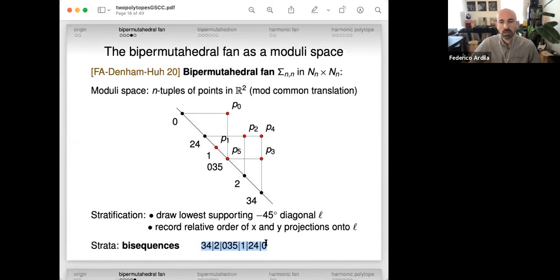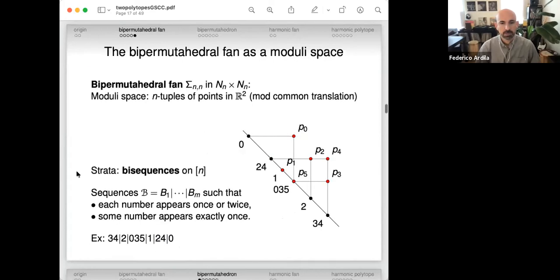Okay. And to answer your question, Vishal, this ends up being a little bit more subtle than a product of a pair of hyperplane arrangements. In fact, there are no hyperplanes here anymore, which is what makes this a lot harder. Okay. So this is the bipermutahedral fan. Let's talk a little bit more about what these strata are.